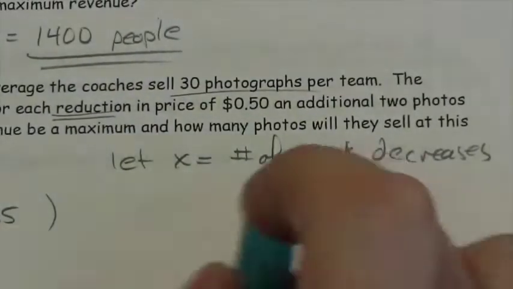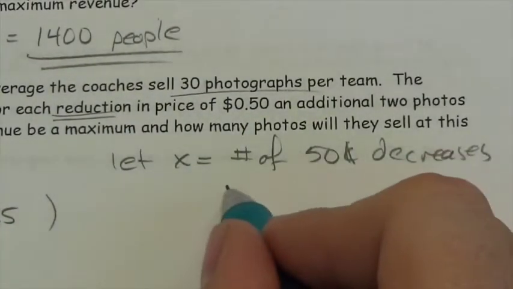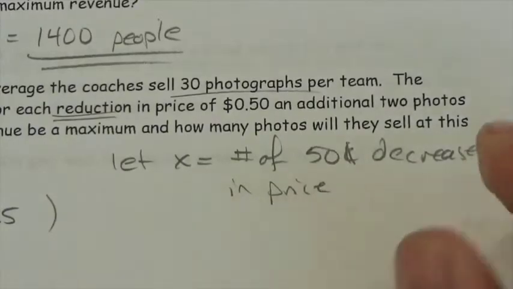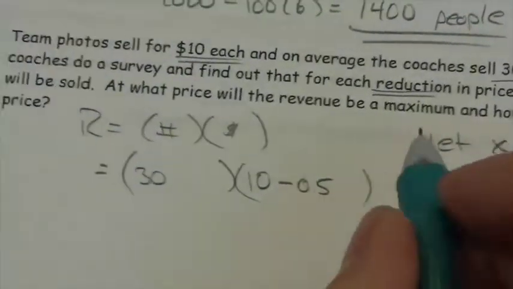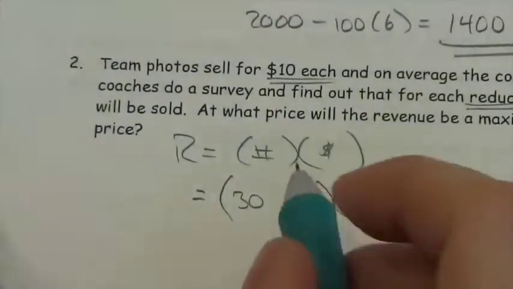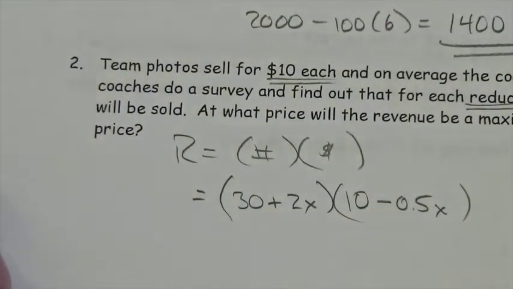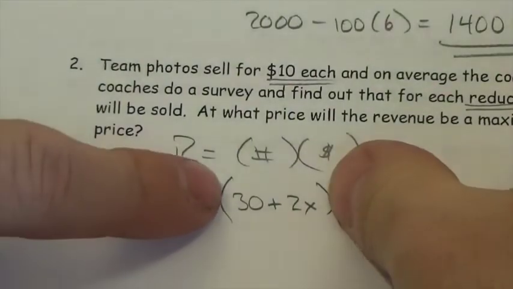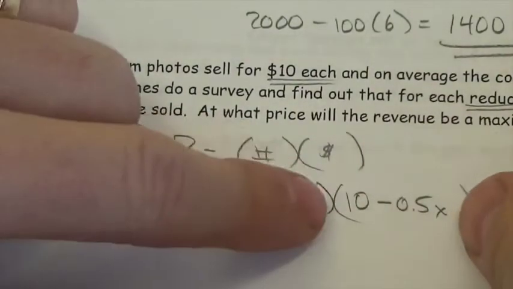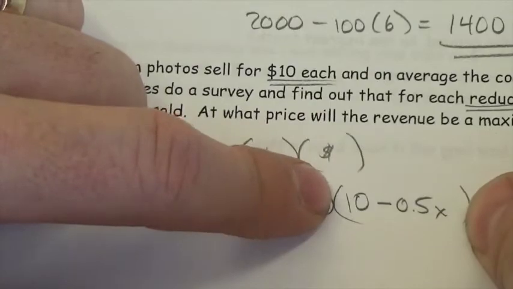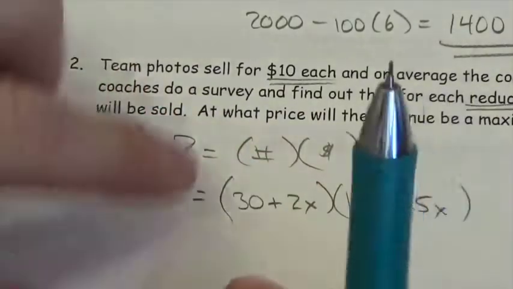Okay, so you can't quite see that. The number of 50-cent decreases in price, that's my x here. So boom, there we go. Now every time we do that, we're going to increase our sales by 2. So I'm separating the number being sold by the price, per photograph there.